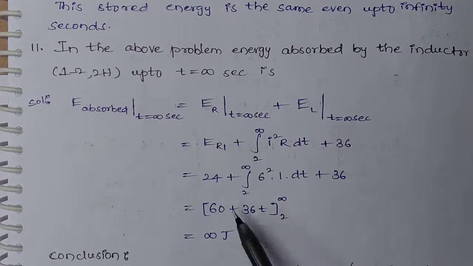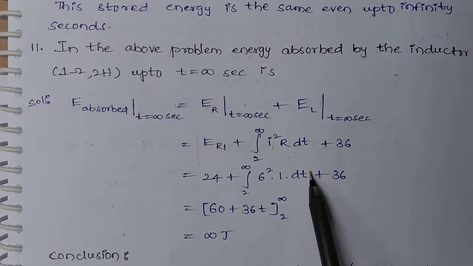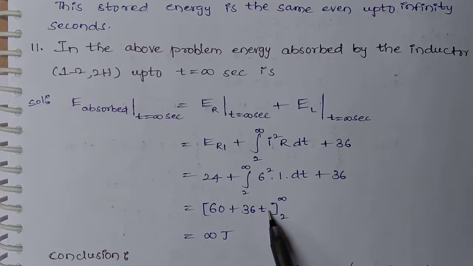Okay, if you add these two you will get 60. If you integrate this you will get 36 into t. The limits are 2 to infinity. Upper limit is infinity and lower limit is 2. If you substitute these limits, if you substitute infinity in this equation, you will get infinity. No need of substituting this 2. Okay, you will get infinity directly, right?